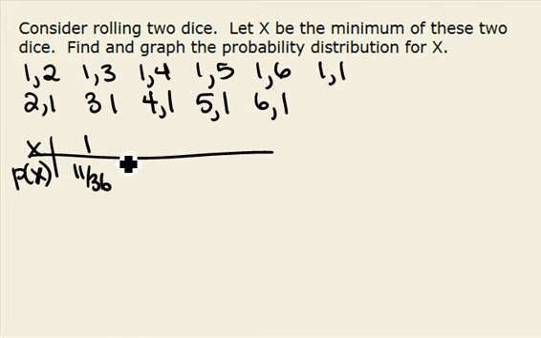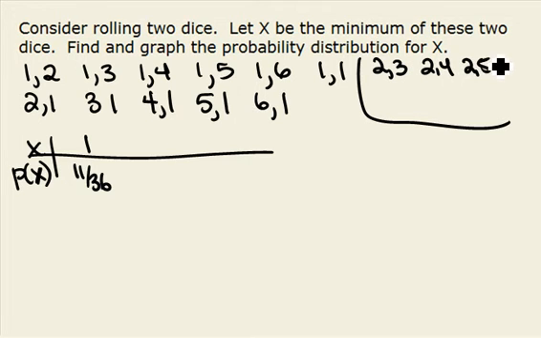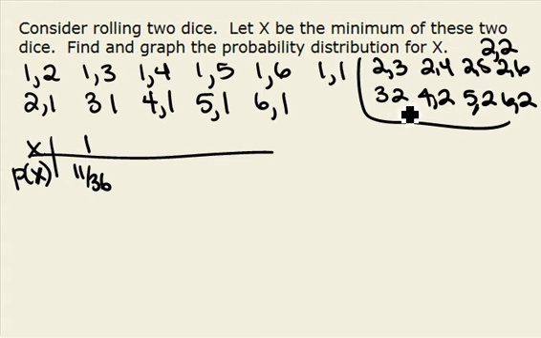If we do the same thing for a 2, we would have 2 with 3, because 2 has to be the minimum, 2 with 4, 2 with 5, 2 with 6, 2 with 2, and then we can have the reverse of these, 3 and 2, 4 and 2, 5 and 2, or 6 and 2. And so when we look at the total here, out of 36, what we'll find is 9.